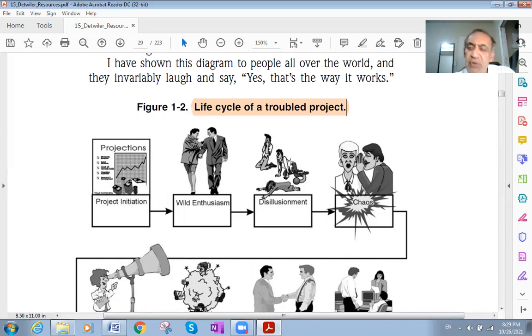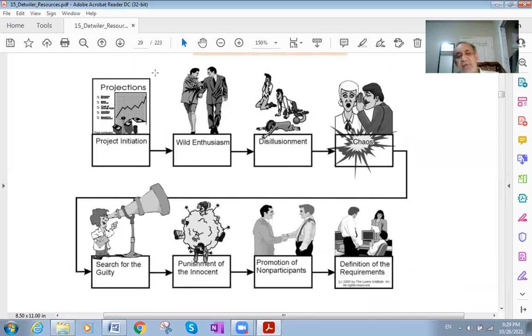It goes in the wrong way because when we compare this with the stages of the project, we know that these are all very bad. Nothing from this should happen. Wild enthusiasm leads to disillusionment, leads to choice, leads to search for the guilty, who is guilty, leads to punishment of the innocent. The good people will be punished, and the bad people will be promoted, the non-participants. So you will punish the participants and you will reward the non-participants. It's the opposite of what it should be.